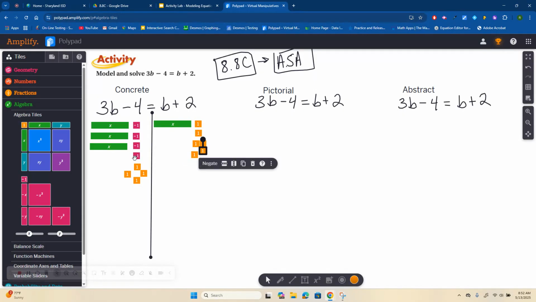So what happens on this side? Well, my integers will zero out, and they're done. They're out of there. Okay. Over here in the abstract, that's a plus 4. That's the plus 4 on this side. But I'm going to model here with a picture. I want the x's on the left side, so I need to remove this x on this side.